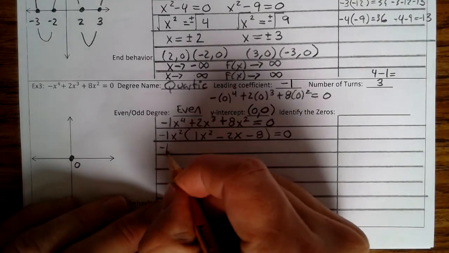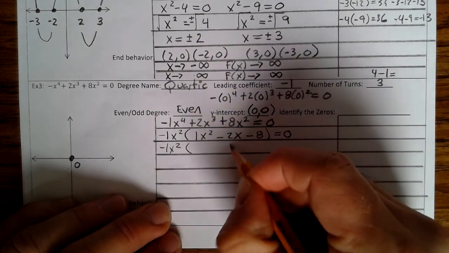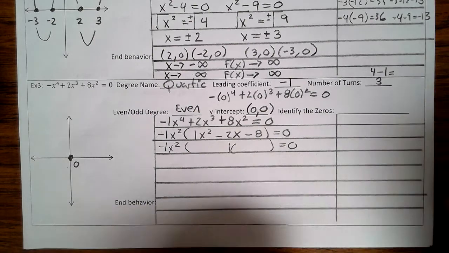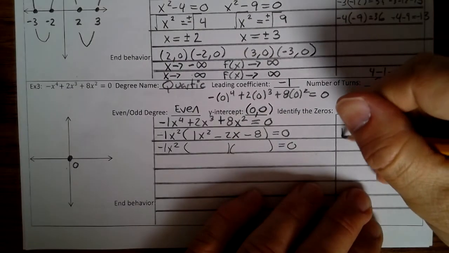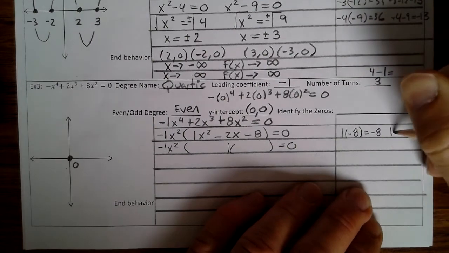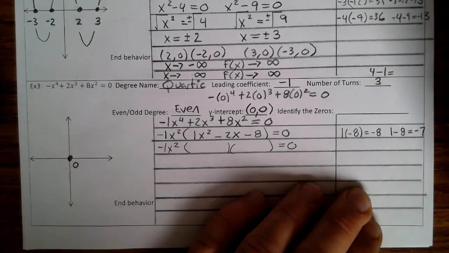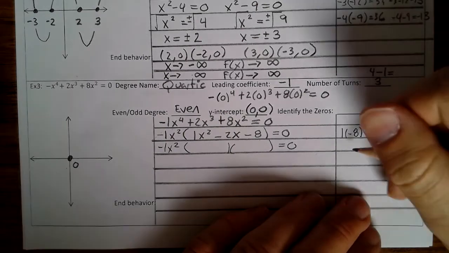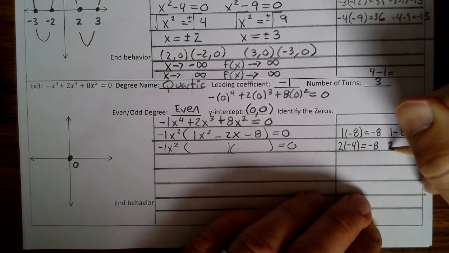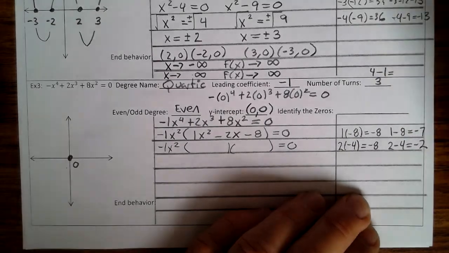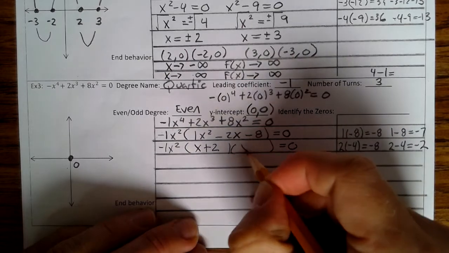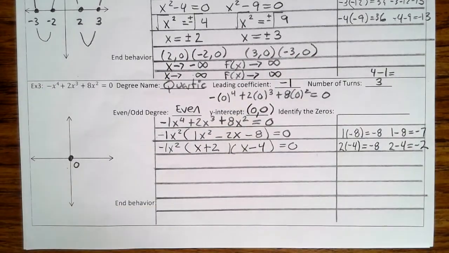So 1 times -8 is -8. 1 minus 8 is -7. That doesn't work. 2 times -4 is -8. 2 minus 4 is -2. That works. Our factors are x plus 2, x minus 4. So we need to set -1x squared equal to 0, x plus 2 equal to 0, and x minus 4 equal to 0.